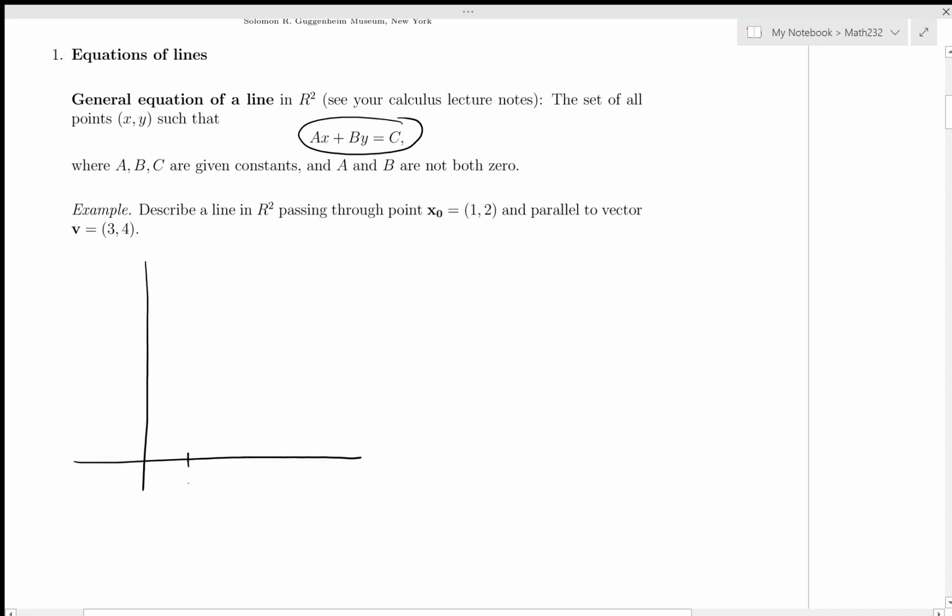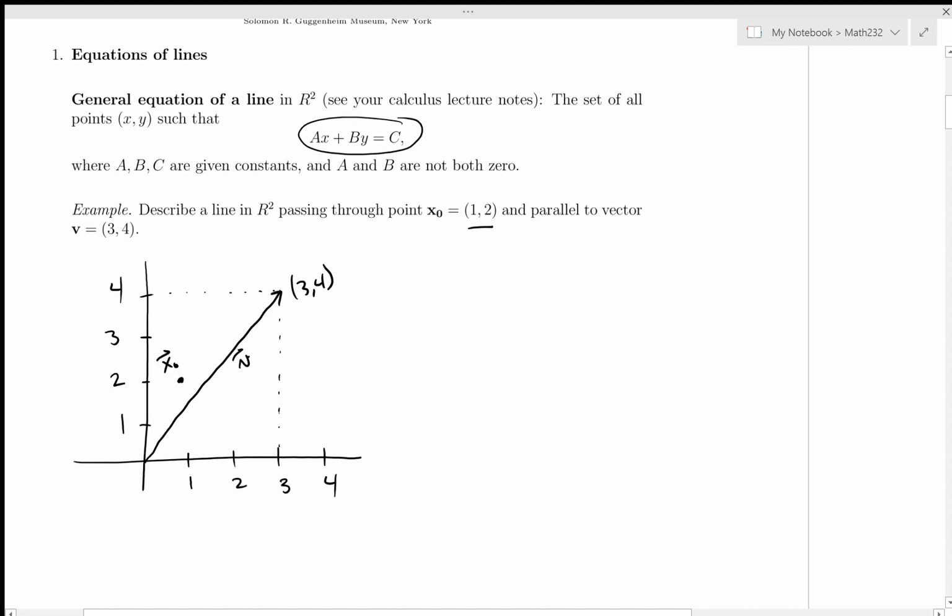We have the x and y axes here, and I'm going to locate the point 3, 4, with x coordinate 3 and y coordinate 4, and I'm going to put the vector there. That is the vector v, and this right here, 3, 4, is the terminal end of that vector. Then we have a point also, the point 1, 2. That is x is 1 and y is 2. So we have a point right here. That is x naught.